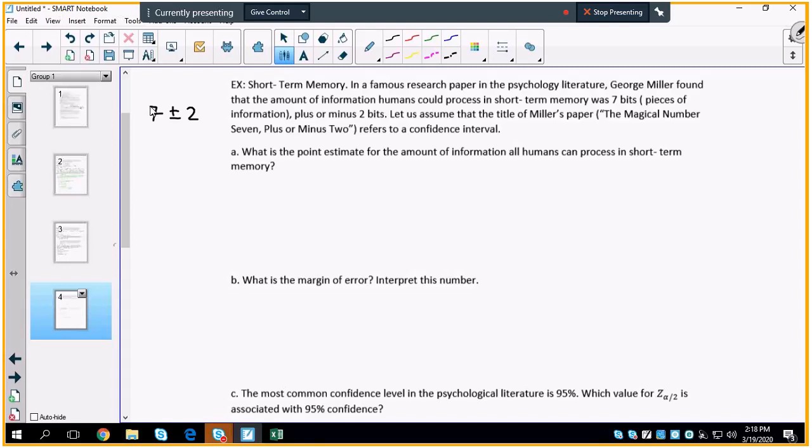Let us assume that the title of Miller's paper, the magical number 7 plus or minus 2, refers to a confidence interval. So this is a confidence interval. Remember, the confidence interval is the point estimate x bar plus or minus e. And that tells you the point estimate x bar, or the sample mean, is 7 and the margin of error is 2. Let's see whether we can answer the following question. What is the point estimate for the amount of information all humans can process in short-term memory? Well, we have answered it. It's the sample mean, and that is 7 bits of information.